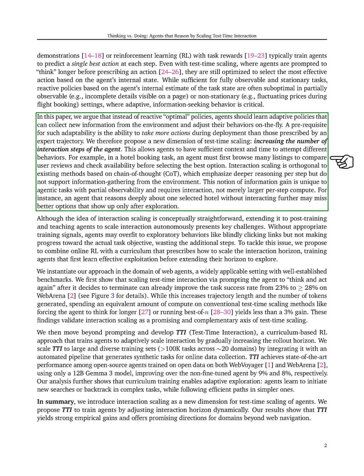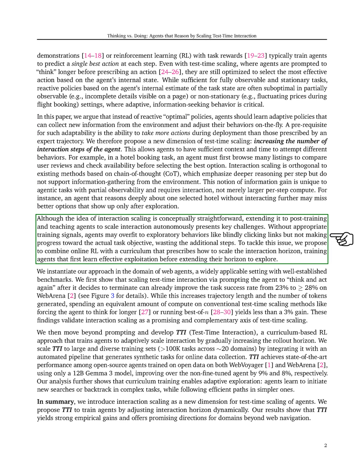We propose a new aspect of test time scaling, increasing the number of interaction steps available to the agent. This gives agents the context and time needed to explore different behaviors. For instance, in a hotel booking scenario, an agent should first browse multiple listings to compare reviews and check availability before making a choice. Our concept of interaction scaling is distinct from existing methods that focus on deeper reasoning per step, as it emphasizes the importance of gathering information from the environment. An agent that only reasons about one hotel without further exploration may overlook better options that arise later.